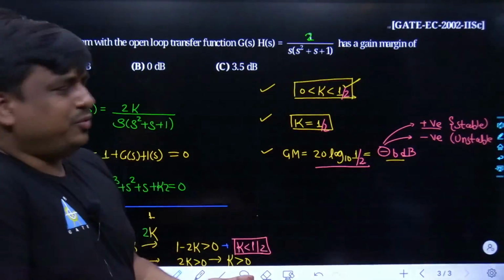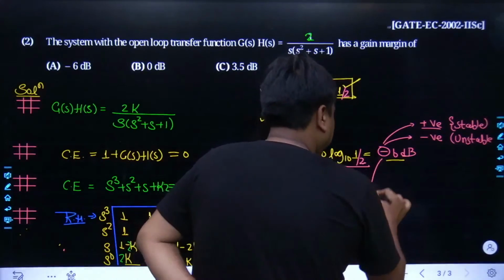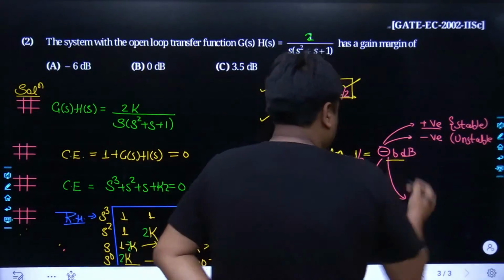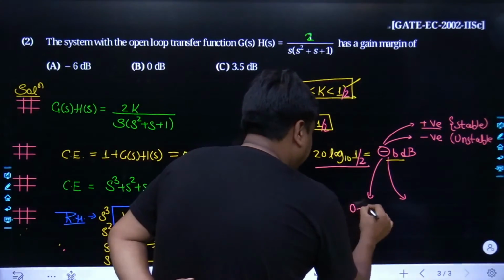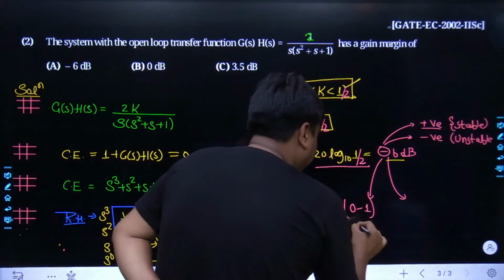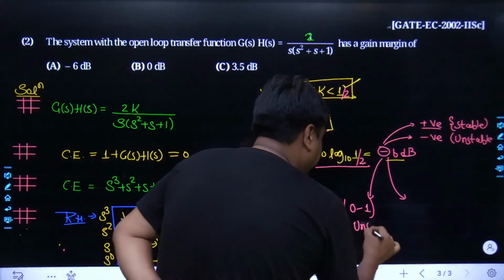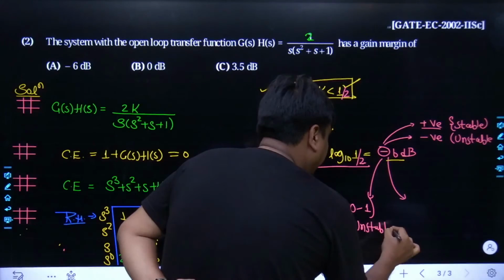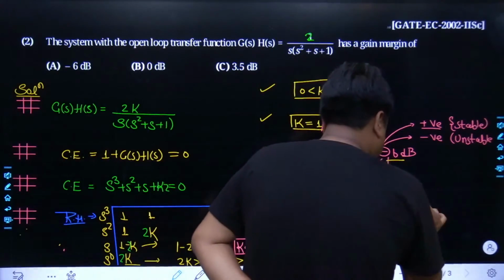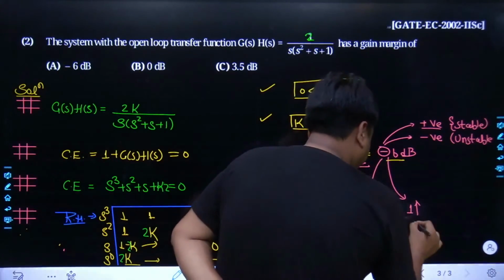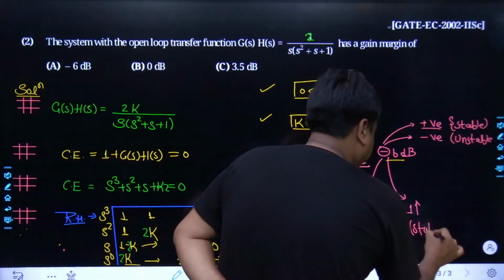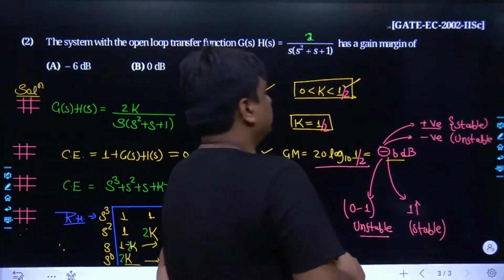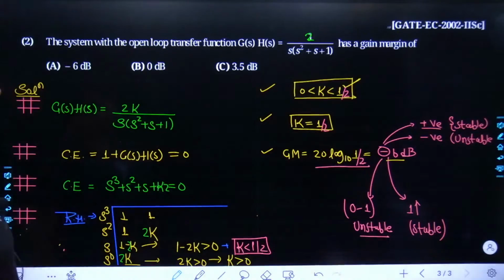The concept remains very same. In linear scale, if the gain margin is in between 0 to 1, in that case the system is said to be an unstable system. And similarly, if the gain margin is greater than 1, in that case the system is said to be a stable system. Could you really understand what exactly I wanted to communicate through this problem?